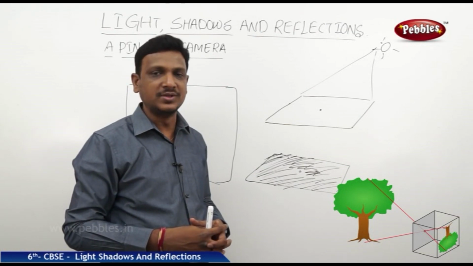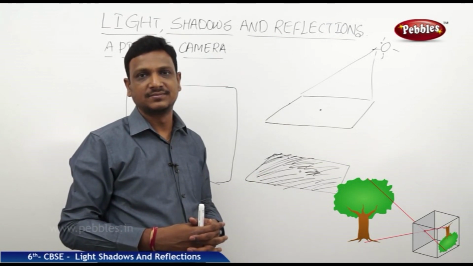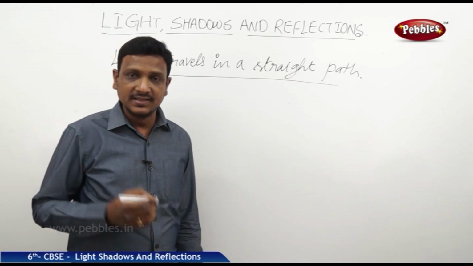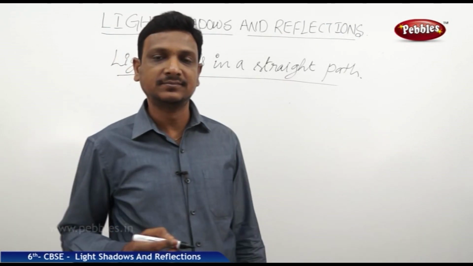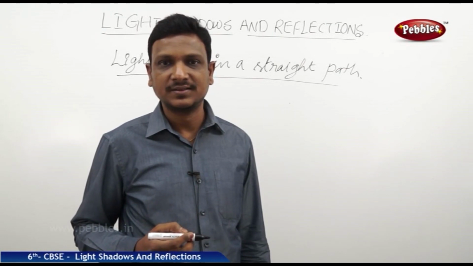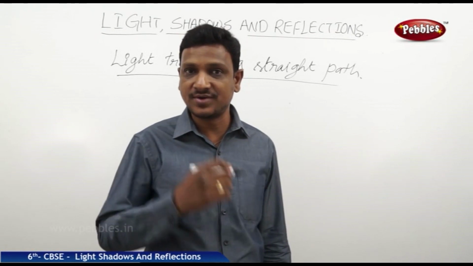Right. So in this way we can observe the sun and we can observe the eclipse. Now let us see what is the path of light, how the light travels. The light travels in a straight line. This is a fact. Light always travels in a straight line. How can we prove that? How can we verify that the light always travels by a straight line?